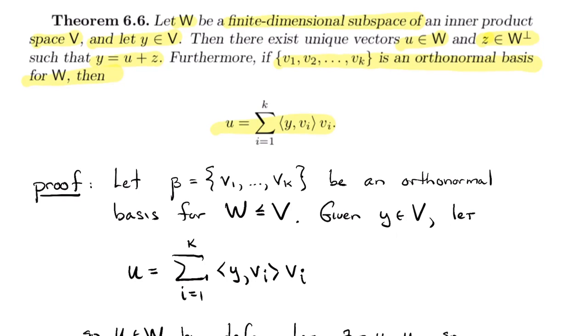Let's give ourselves W a subspace. It's a subspace of an inner product space, so it has a basis, and we can use the Gram-Schmidt process to orthonormalize that basis. So we'll just assume that beta is an orthonormal basis for W. W has dimension k in my notation. And then given a vector y, I'm just going to define u by that formula in the theorem. So that makes the formula true. I could certainly write that formula down.